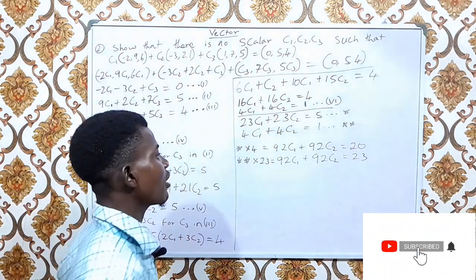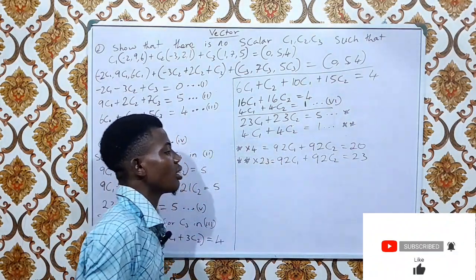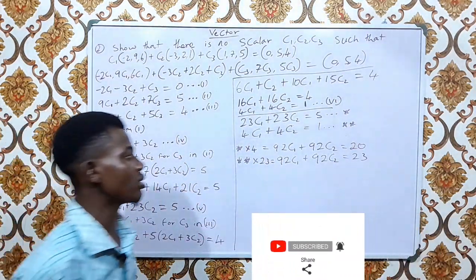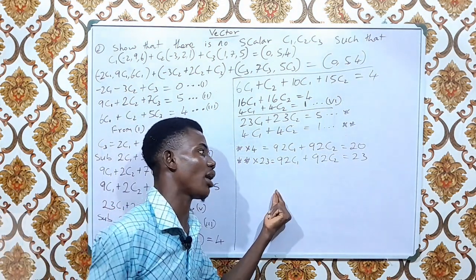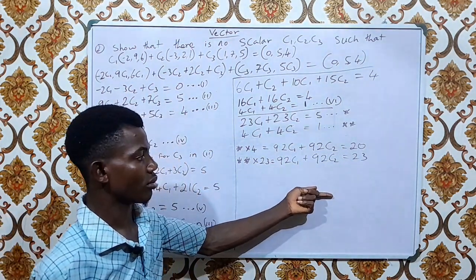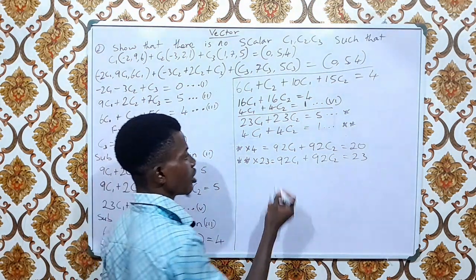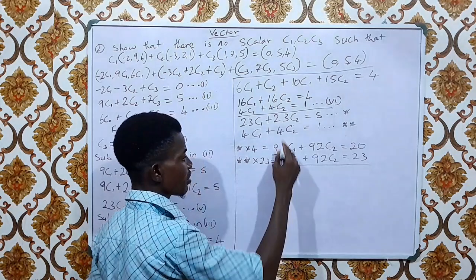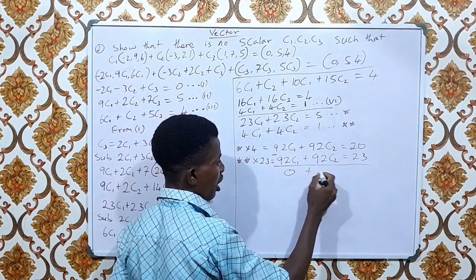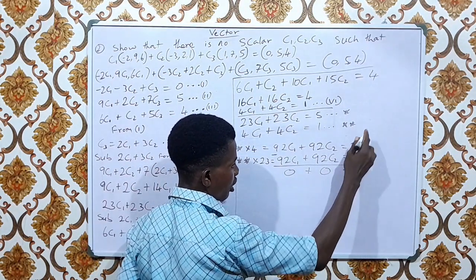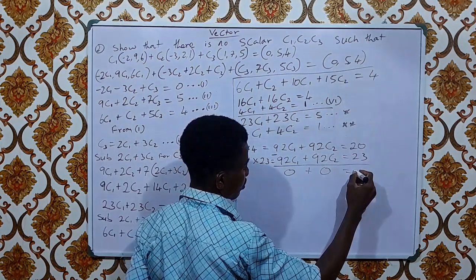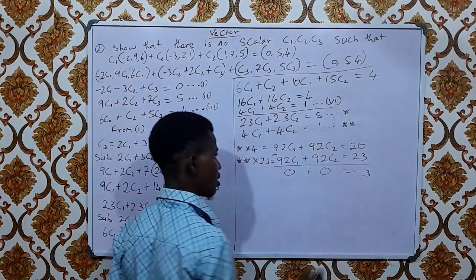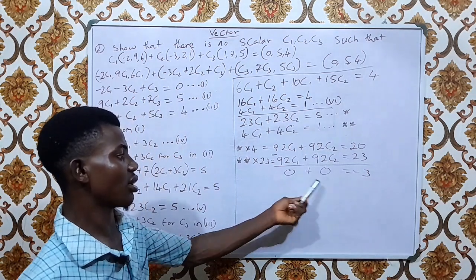Now, if we subtract this, we are trying in such a way that we can eliminate either C1 or C2. So this is the elimination method. If we subtract, we have 0 here and plus 0 here equals minus 3. We have 0 equals minus 3.